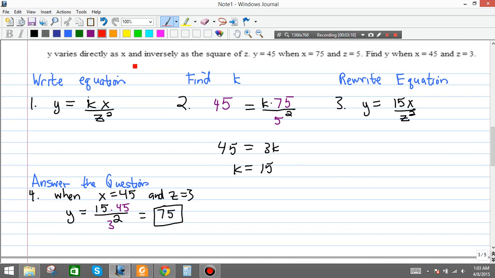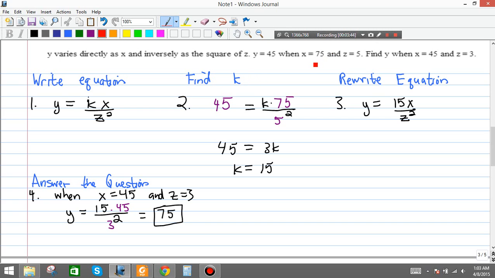Y varies directly as x and inversely as the square of z. That means two things. Varies directly means that there's a constant k. Directly as x means x is in the numerator, and inversely as the square of z means that z to the second power is in the denominator. That's the equation. The steps are the same.